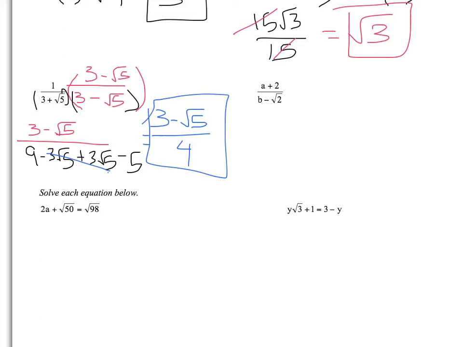One more example like that for practice, because those tend to be the more difficult ones. We need to multiply by the conjugate. Well, the conjugate of b minus radical 2 is b plus radical 2.